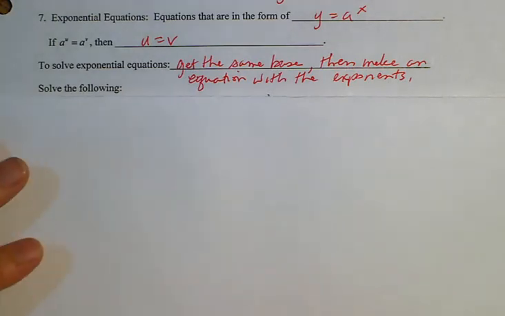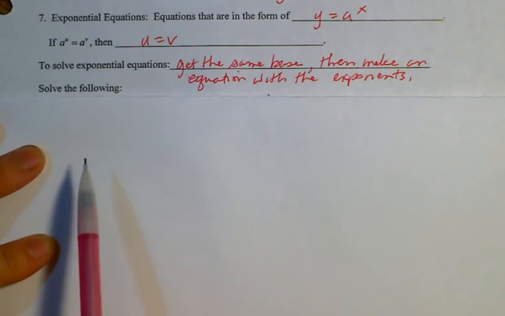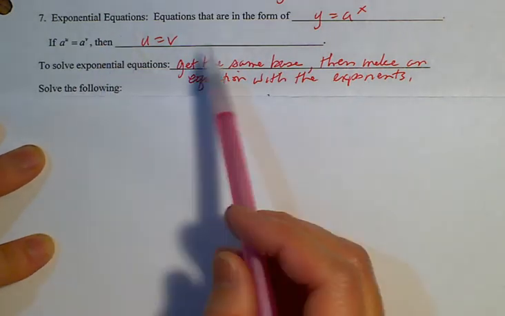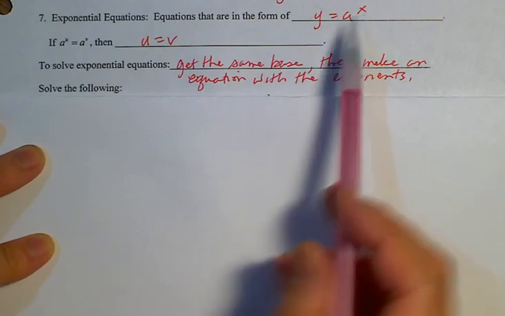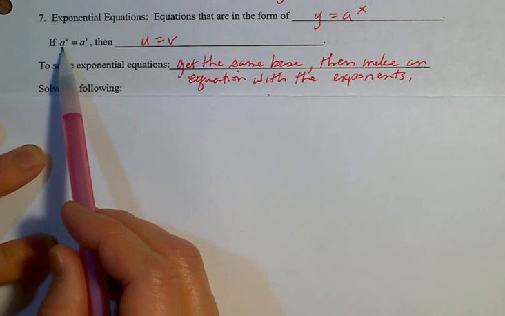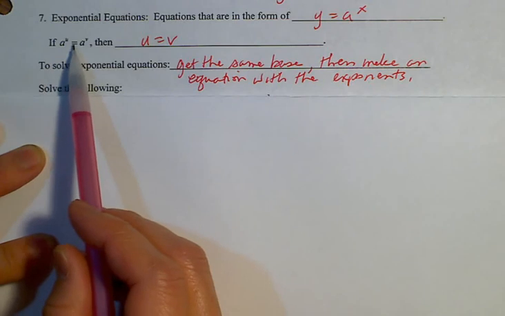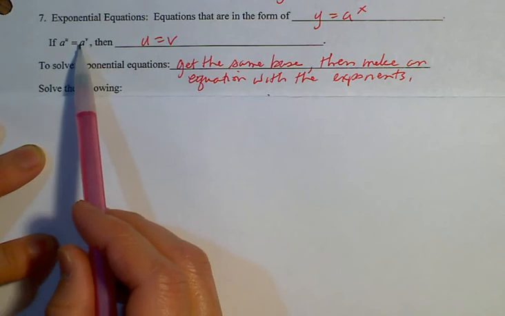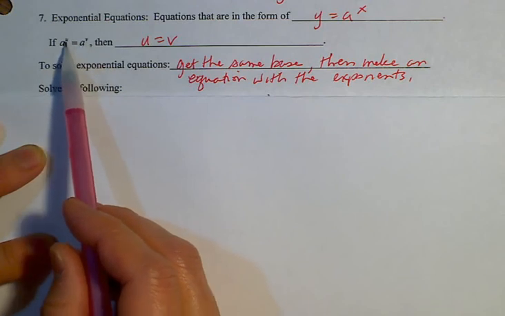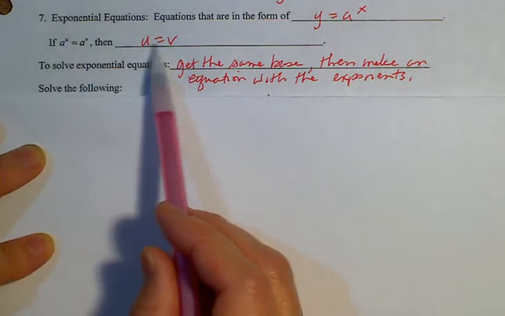Okay, this is a continuation of exponential equations, and I'm on page 3, and we're going to look at bullet number 7. Exponential equations, equations that are of the form y is equal to a to the x. If you have a to the u power, and that's equal to a to the v power, so notice that the two bases are exactly the same, then you can make an equation with the exponents. Then u is equal to v.